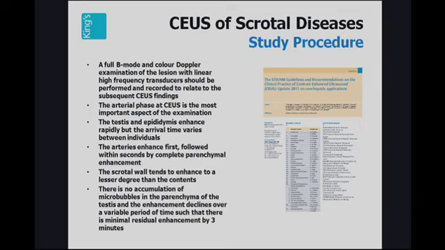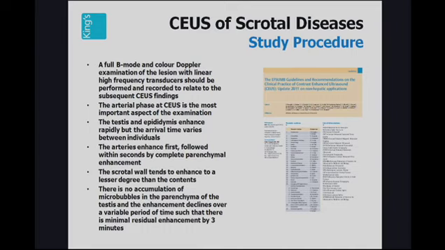There is no accumulation of microbubbles in the parenchyma of the testes, and enhancement declines over a very variable period of time, such that there is minimal residual enhancement at 3 minutes. Again, this is very variable in the inflamed testes.